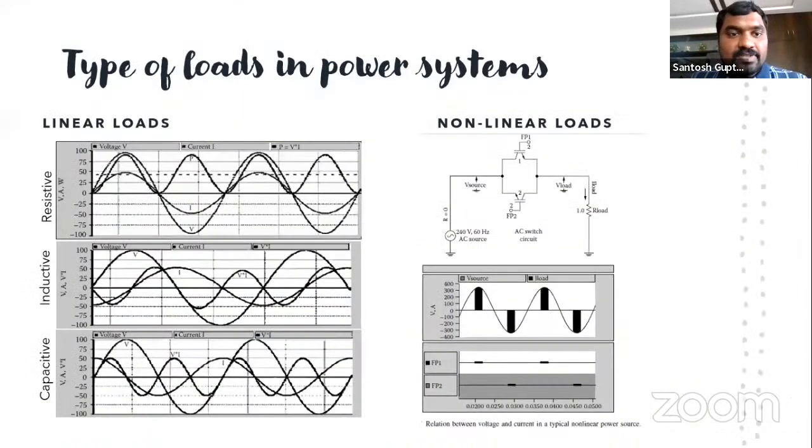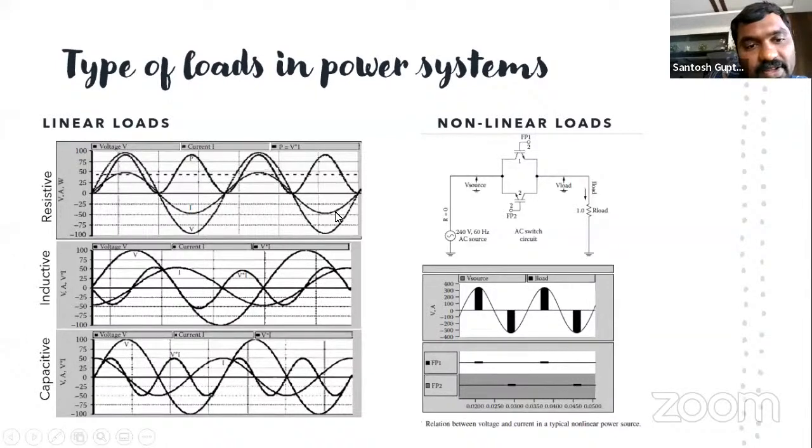Okay. So if you see here, the linear loads, whether a resistive load, an inductive load, or a capacitive load, this is your sine wave. This one is the voltage wave, and this one is the current wave. Based on your resistance value, the voltage will be equal to R times your current. So the voltage and the current will be in the same phase, and both will be in sinusoidal form.